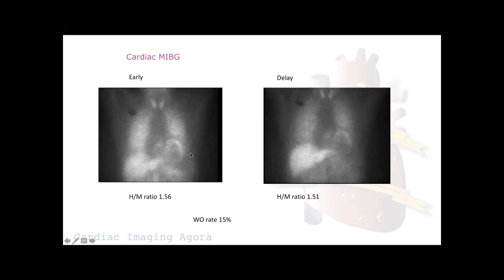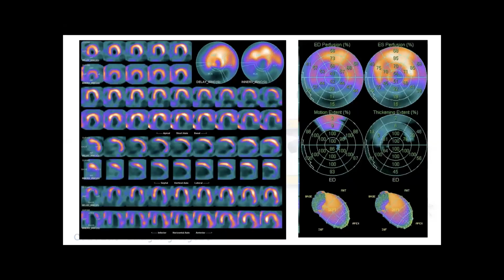So it's a very low washout. And you can find here that there's a big amount of uptake in the anterior wall, while there is no uptake in the inferior wall. And it's quite the same here. There is also a big uptake of MIBG in the lungs, but we can talk about the uptake of MIBG in the lung in another session of Cardiac Imaging Agora.